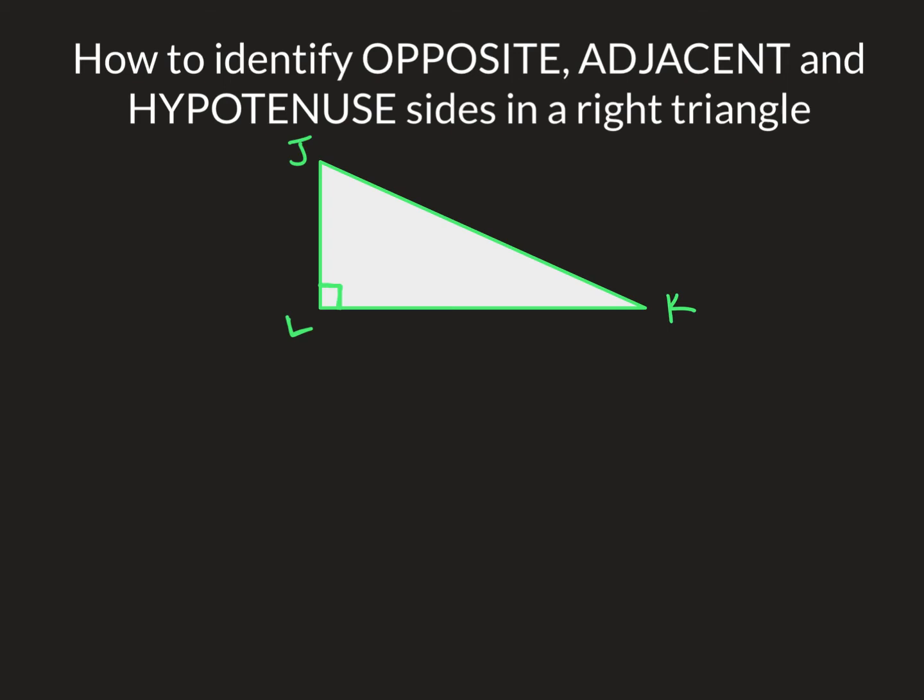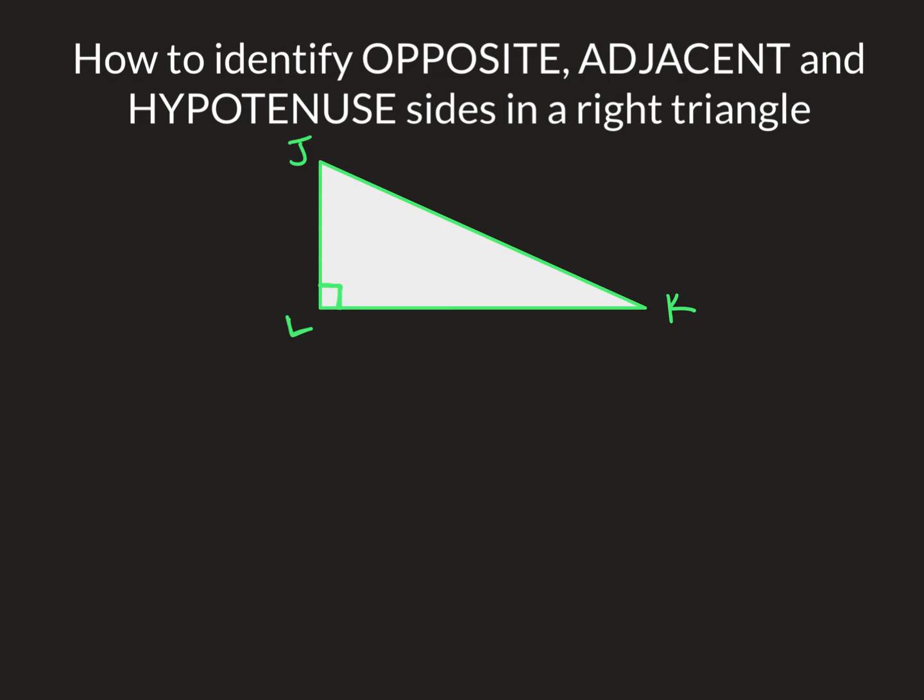Okay, so this is just going to help us identify the opposite, the adjacent, and the hypotenuse sides in a right triangle. Useful to know is that this has to be a right triangle in order for this to work. If you don't have a 90-degree angle here, we're kind of out of luck.